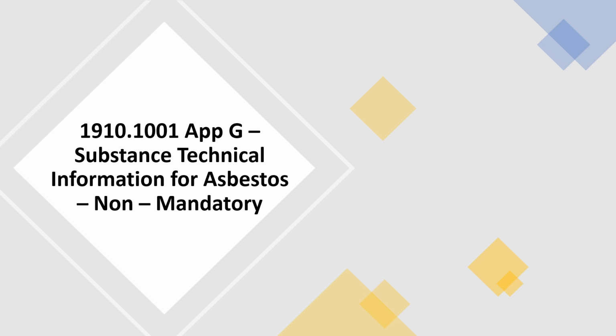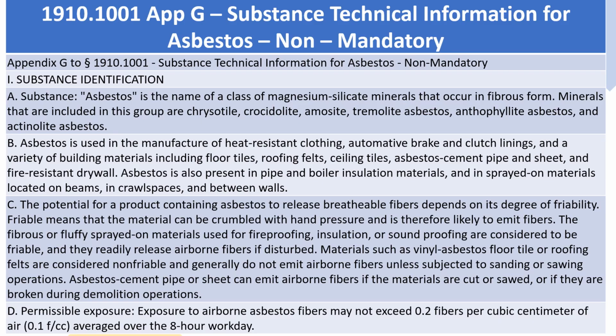1910.1001 Appendix G. Substance Technical Information for Asbestos. Non-mandatory. Appendix G to Section 1910.1001 Substance Technical Information for Asbestos. Non-mandatory. I. Substance Identification. A.